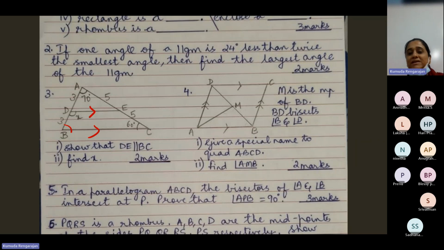In the parallelogram, the diagonal BD bisects angle B and angle D, it is given. Did you read this? BD bisects angle B and D. So we just proved that in a parallelogram, if a diagonal bisects the corner angles, it's a rhombus. Yes or no? It is a rhombus. Now tell me, find angle AMB. How much is the angle AMB?